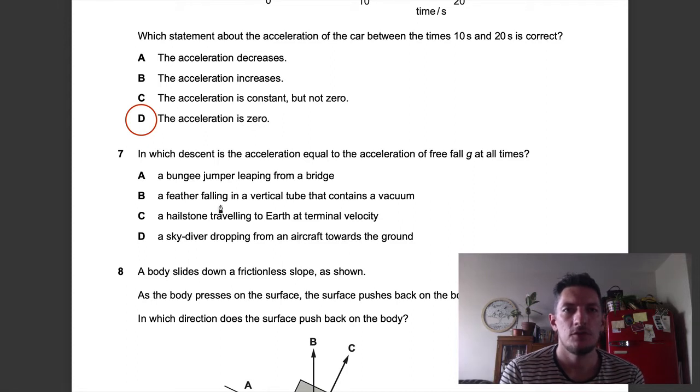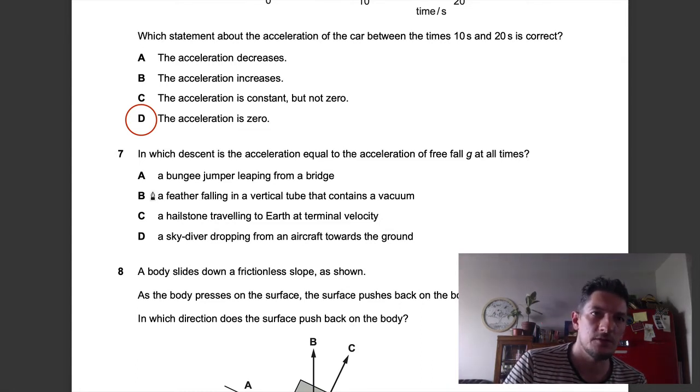A hailstone traveling to Earth at terminal velocity. Now, if you're at terminal velocity, you're no longer accelerating. So therefore, we can't say that your acceleration equals g, which is 10 meters a second squared. You're no longer accelerating. Finally, a skydiver also reaches terminal velocity. So he also stops accelerating. Hence, the correct answer is, in fact, this one. Feather falling in a vertical tube.